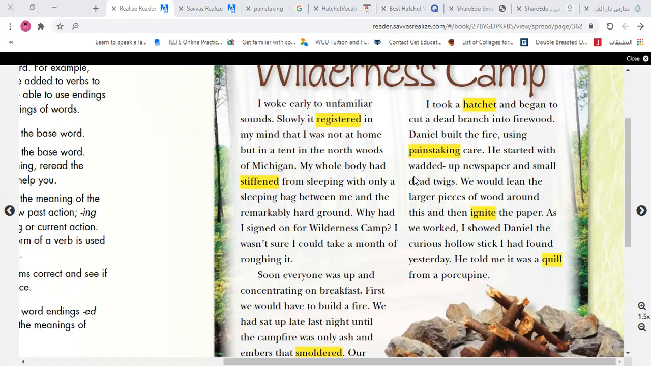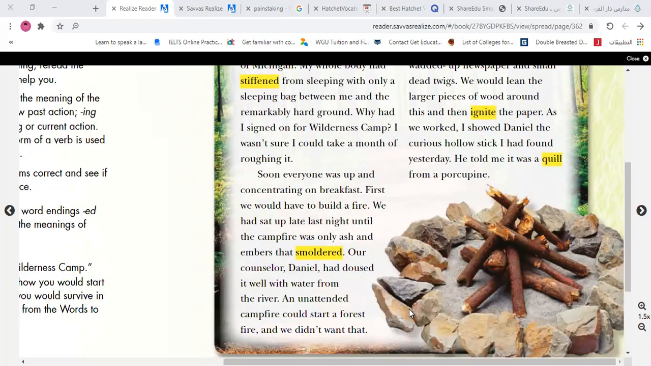First, we would have to build a fire. We had sat up late last night until the campfire was only ash and embers, and that smoldered. Our counselor Daniel had doubts, so we doused it with water from the river. An unattended campfire could start a forest fire, and we didn't want that.